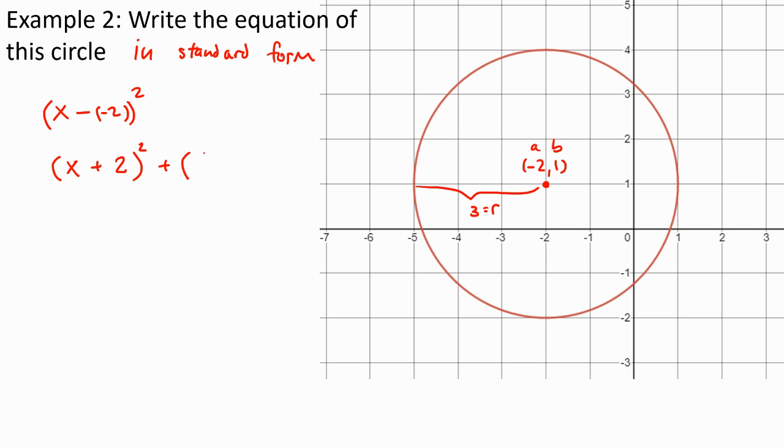Okay, and continuing, y minus b, so (y − 1)² equals the radius squared. So what's 3 squared? 9. There we go. Okay, next.